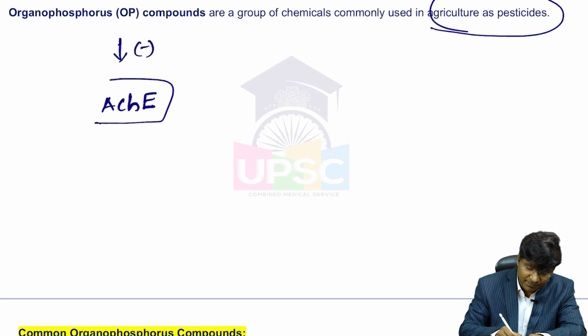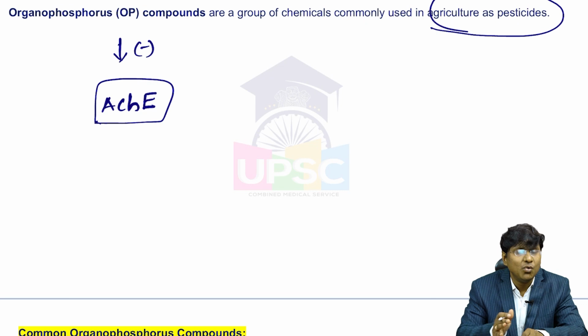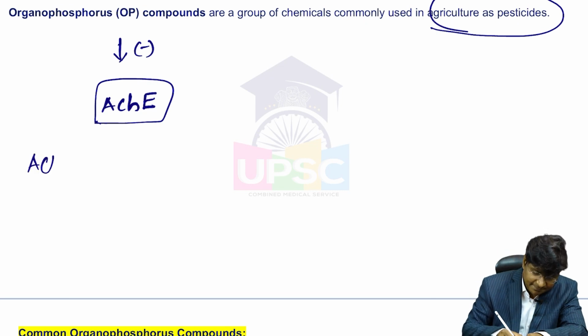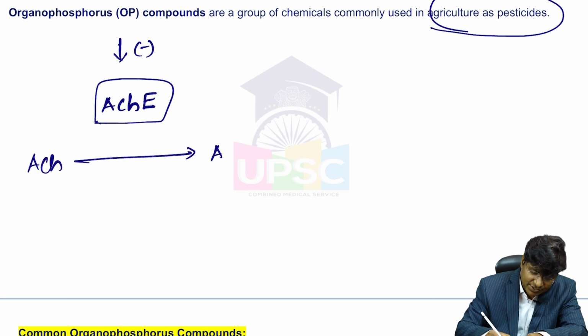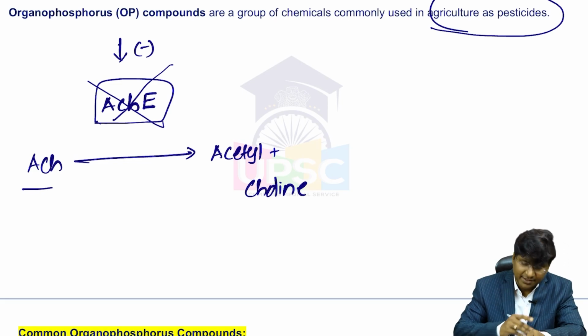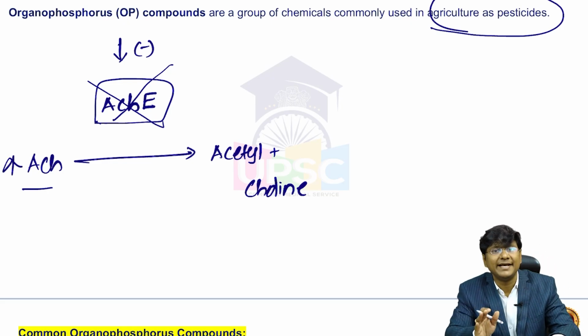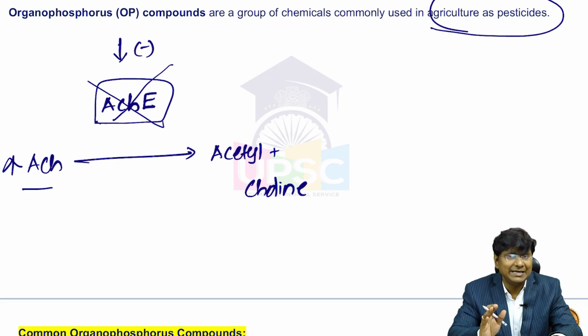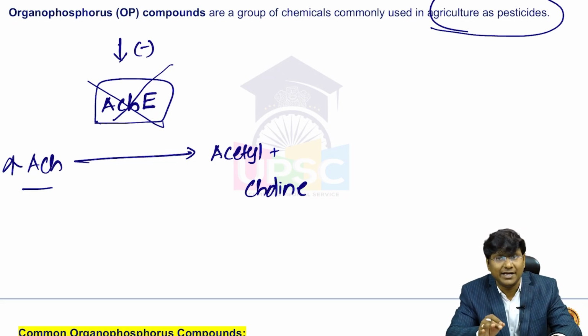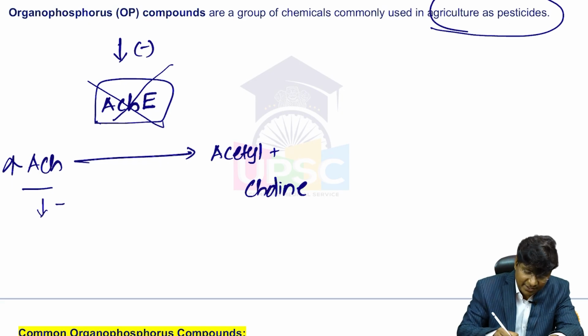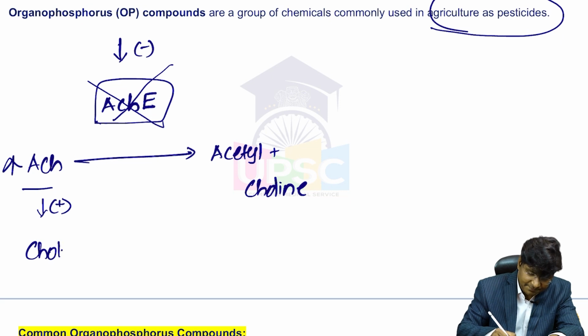Now, because this enzyme is being inhibited, what will happen? Acetylcholine has to be metabolized in the presence of the acetylcholinesterase enzyme, which breaks it down into acetyl plus choline. Once this enzyme is inhibited, the acetylcholine will not be metabolized to acetyl plus choline. So the levels of acetylcholine are elevated. This will lead to accumulation of acetylcholine, and this acetylcholine is the one that will cause overstimulation of the cholinergic receptors.